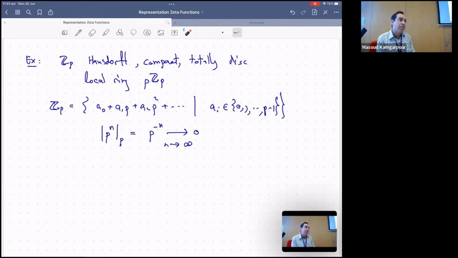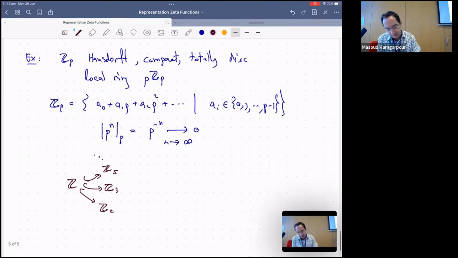And now what we have done, well, we have embedded Z inside Z2, and then Z3, and then Z5. And each of them now is local. There's only one prime ideal, pZp, in each one of them. So algebraically, it's a simpler object.